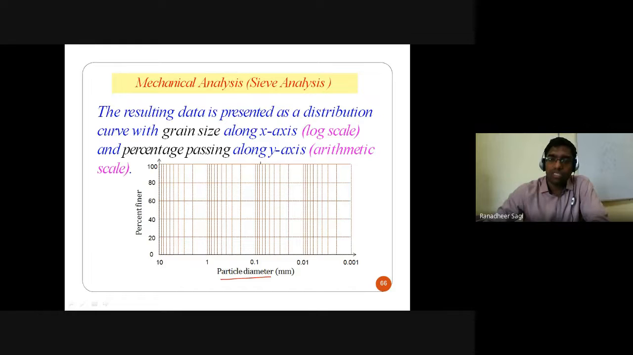So with this, we'll stop our discussion for today, and in the next class, we'll continue from here, where we will see how that data has to be plotted, and subsequently how we get the so-called grain size distribution curve, and upon getting that curve, how we use the grain size distribution curve data for subsequently classifying the soil. How we do that based on the grain size distribution curve is what we'll try to understand.